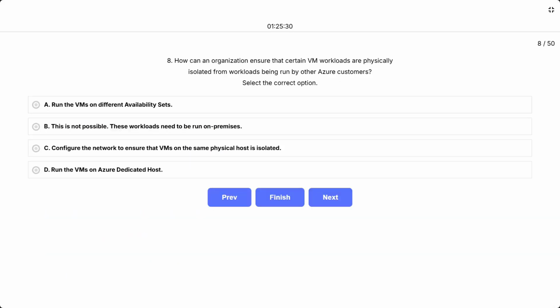Question 8. How can an organization ensure that certain VM workloads are physically isolated from workloads being run by other Azure customers? Select the correct option. The options are A, run the VMs on different availability sets. B, this is not possible. These workloads need to be run on-premises. C, configure the network to ensure that VMs on the same physical host are isolated. D, run the VMs on Azure Dedicated Host.